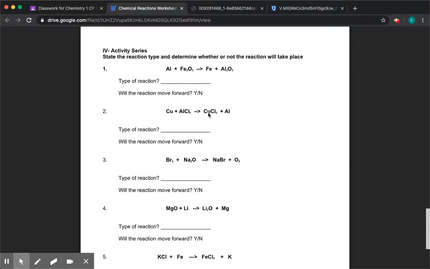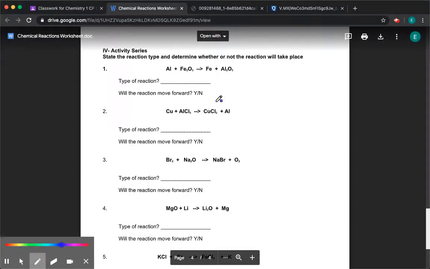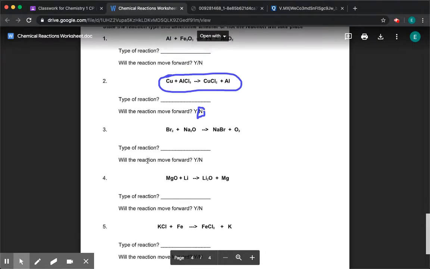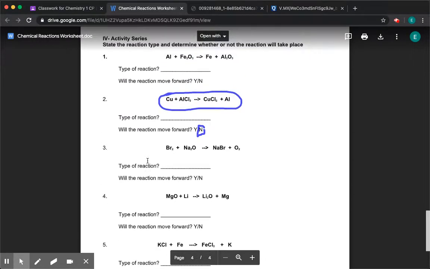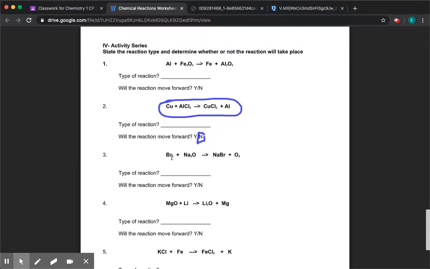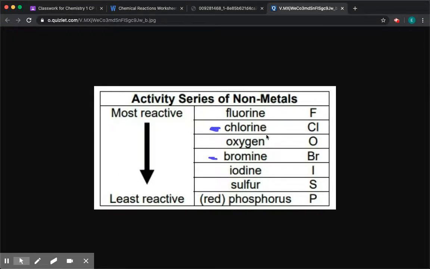So it has it as if it will happen, but it's up to you to determine whether or not it will. So this, the answer is no. This cannot happen. And that's what you're going to be doing for the rest of them. And just make sure you're comparing the same things, okay? So in number 3, bromine is the thing that's by itself. Bromine is a non-metal. So you need to look at the non-metal partner, which in this case would be the oxygen, okay? And oxygen is also on the list, all right?